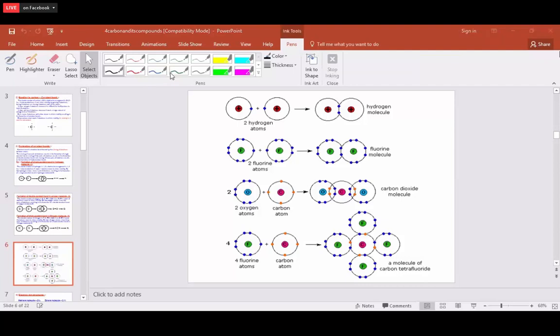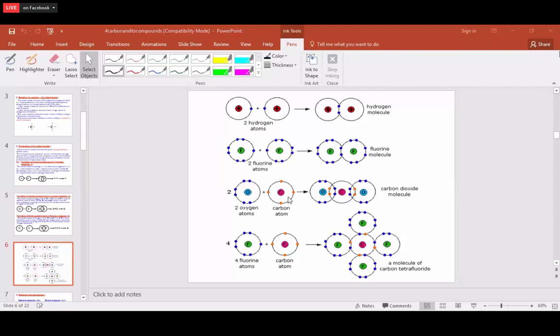Next one is oxygen again. Here is the formation of the carbon dioxide molecule. Okay. Now here, oxygen is present in group 16, so it has the configuration 2, 6. The 6 electrons are present in the outermost shell over here. It needs 2 more electrons to complete the shell.